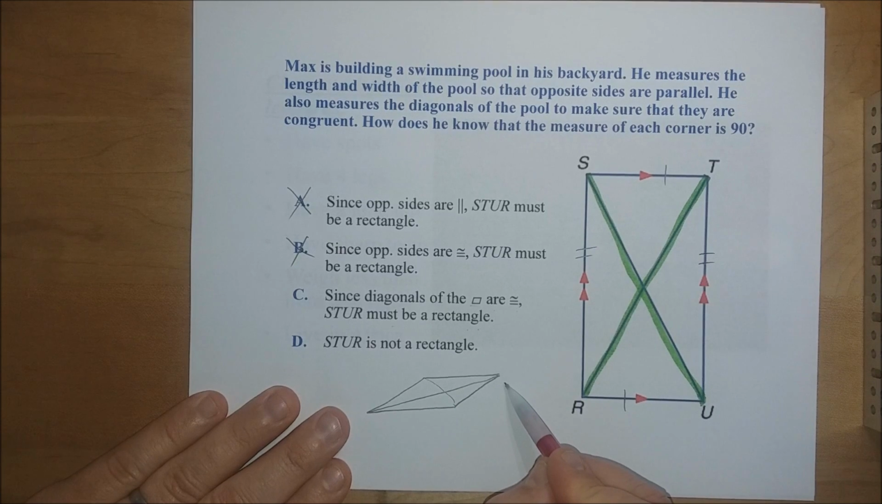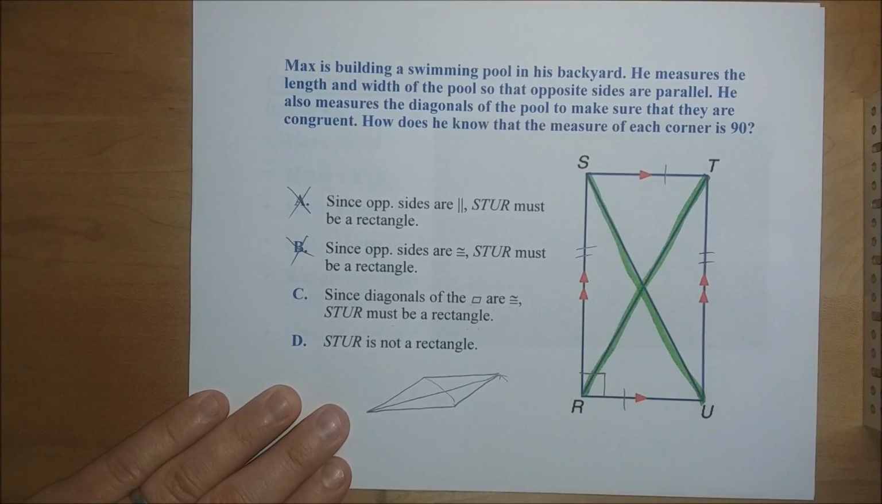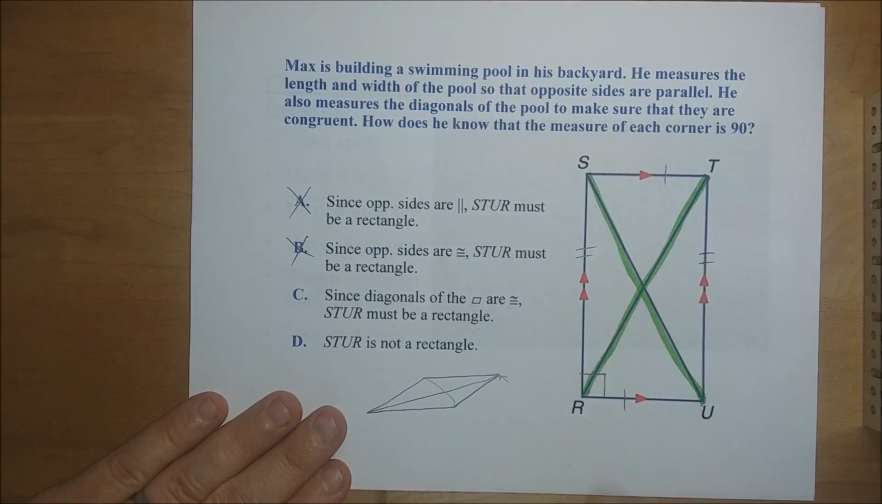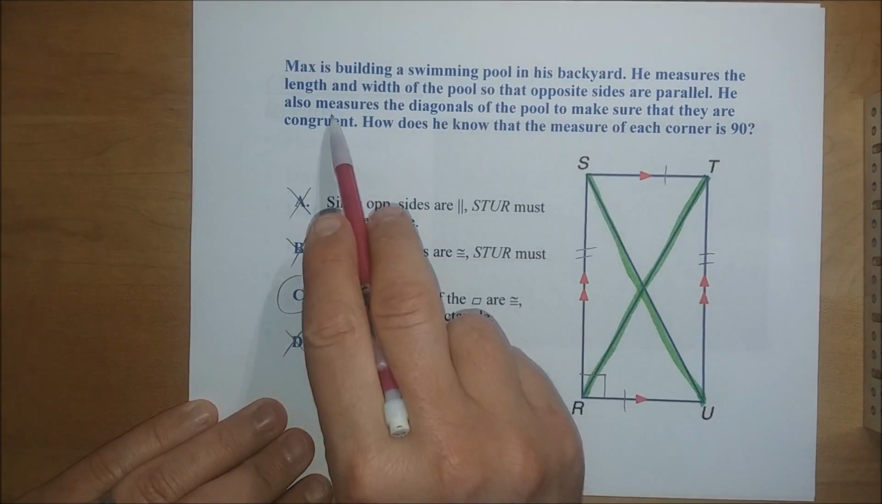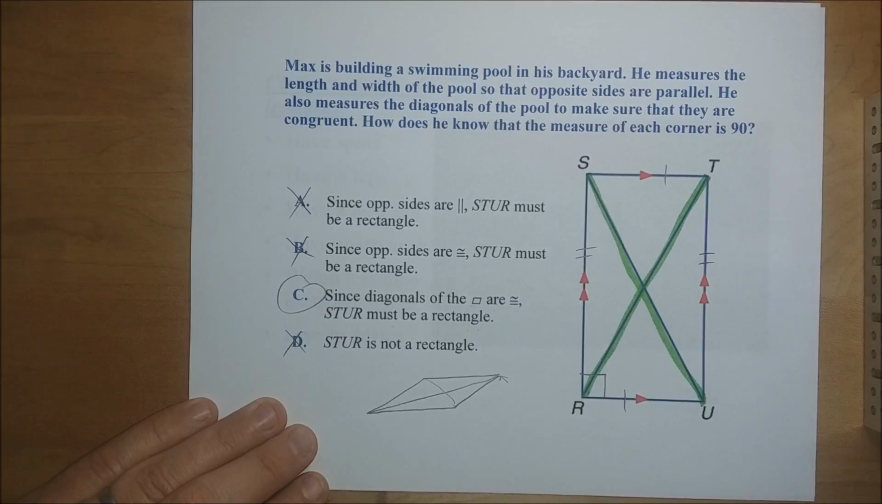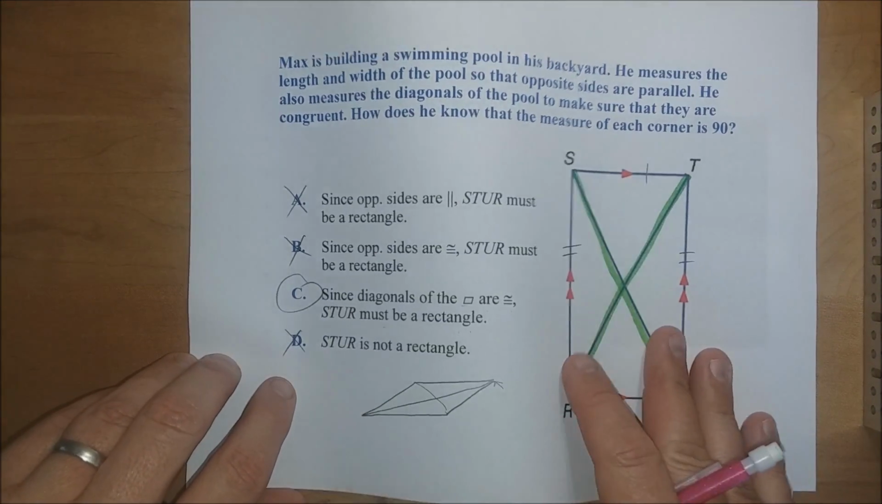If you were to push on that and try to straighten it up, you could see that this diagonal gets shorter, that diagonal gets longer. And at the point where they're equal, then you know you have your rectangle and you have your right angles. All right, so I like C, and we do have enough information. If he measured the diagonals and he knows they're congruent, then we do have enough information to know that it is a rectangle. All right, next idea.